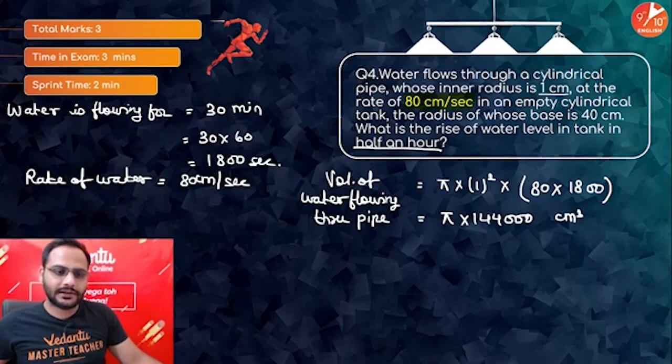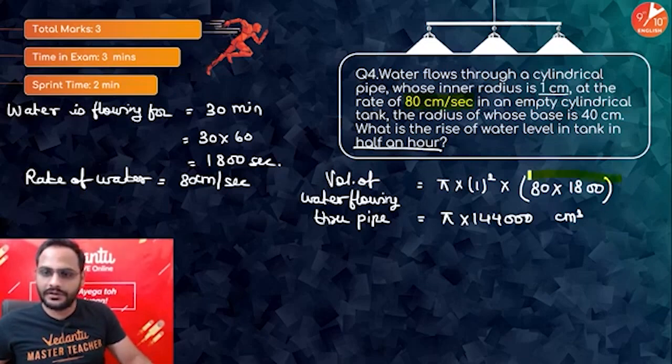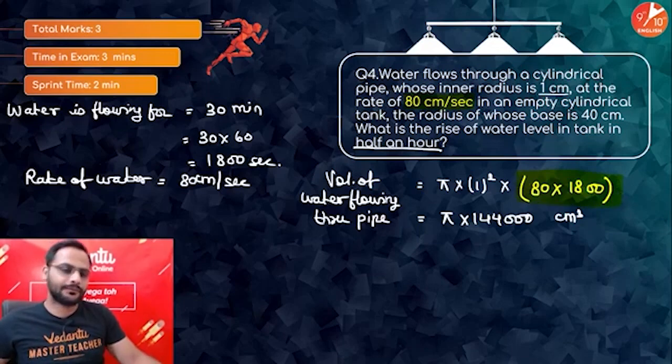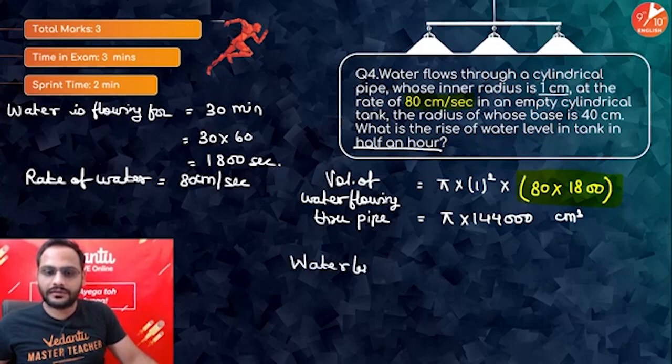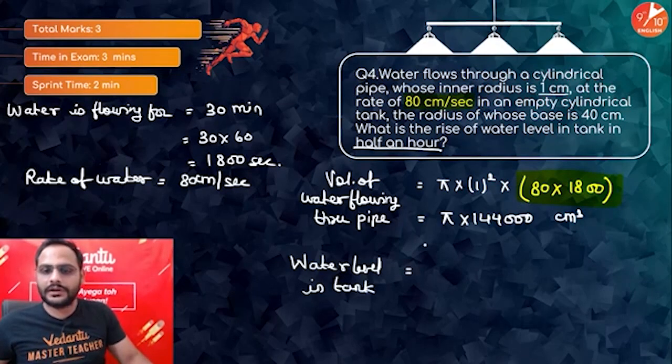If you look at the unit carefully, you'll get to know what this question is telling you. Now, the height of water, or the water level in the tank. What will be the water level in the tank? So the rise of water level in the tank will be equal to what? Let's say the water level in the tank is height h.